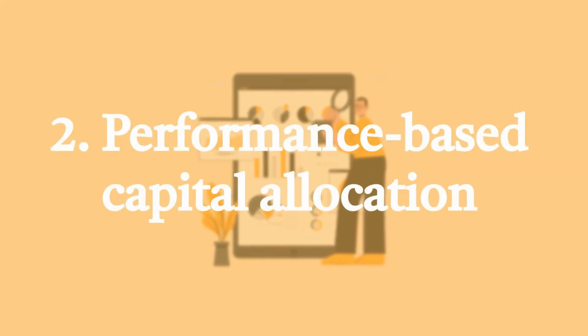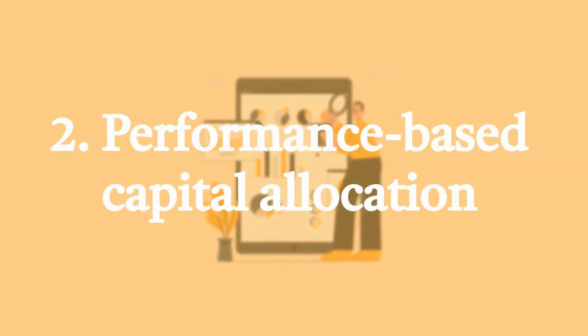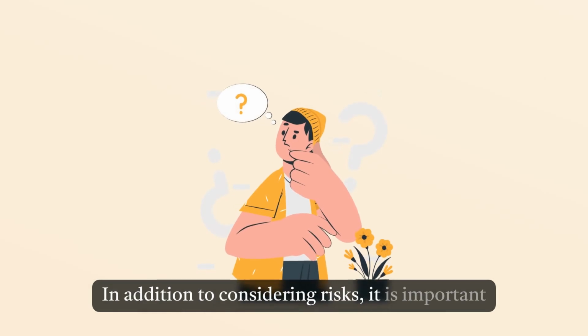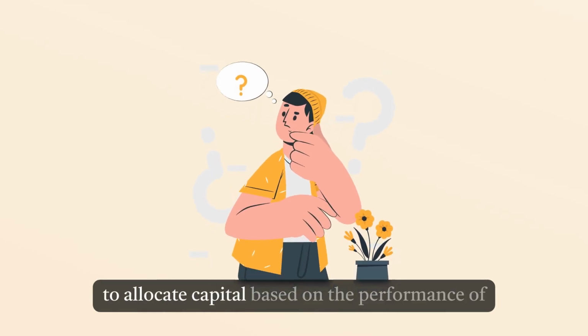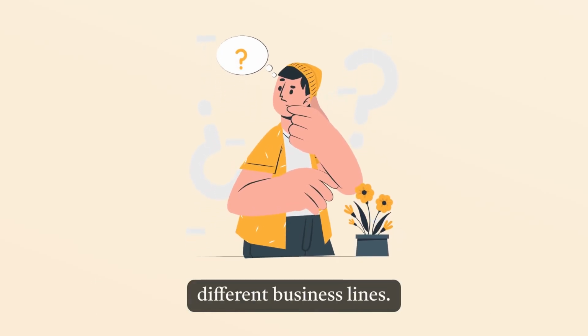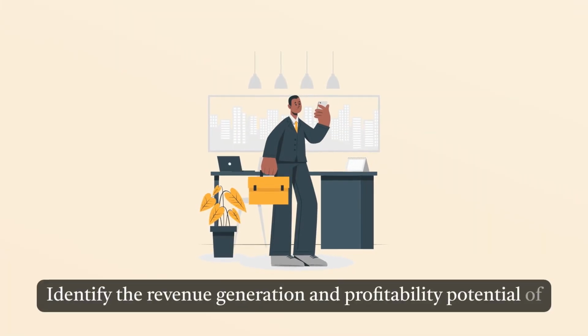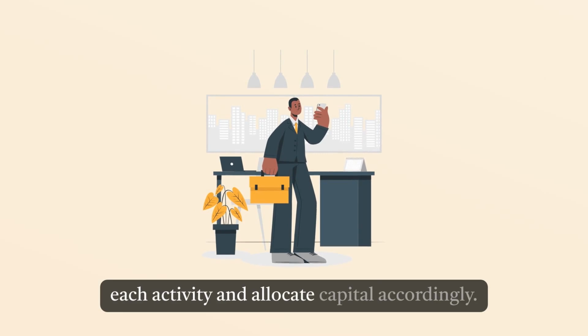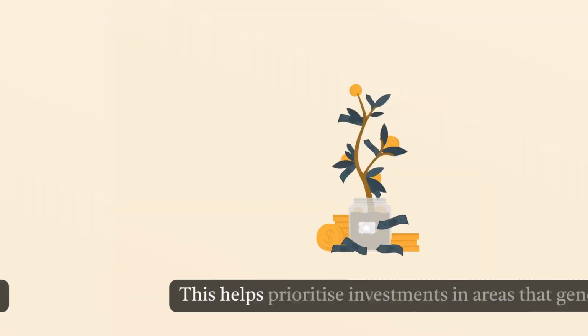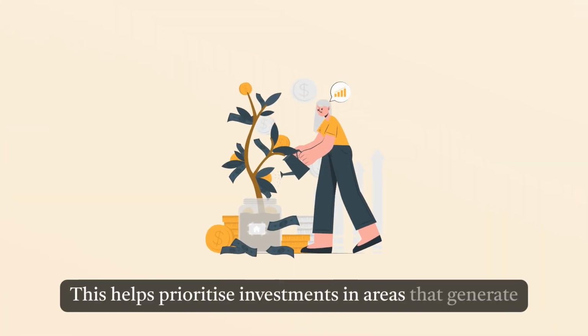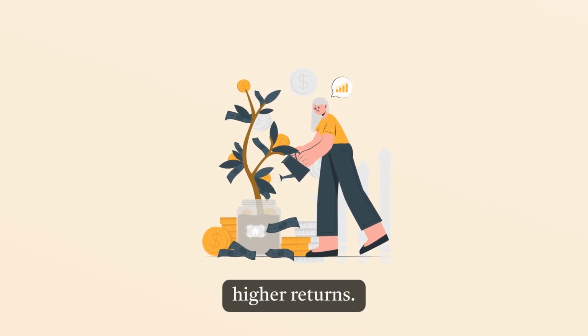2. Performance-based capital allocation. In addition to considering risks, it is important to allocate capital based on the performance of different business lines. Identify the revenue generation and profitability potential of each activity and allocate capital accordingly. This helps prioritize investments in areas that generate higher returns.